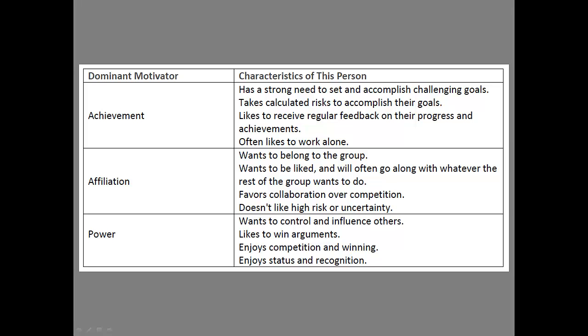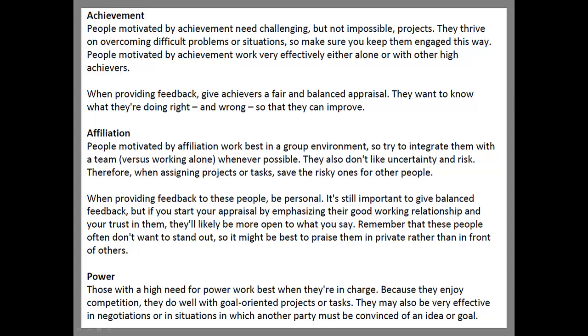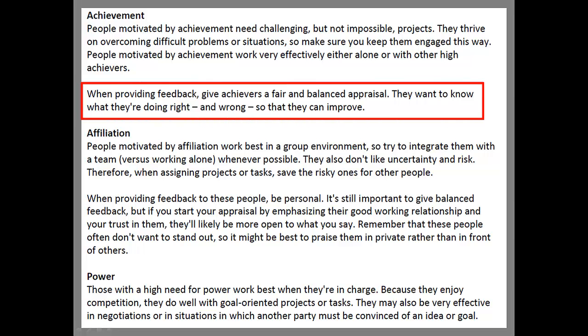And each of the people on your staff are motivated predominantly, McClelland says, by one of these three. We're motivated by all three, but we have a dominant motivating factor. So to understand that, here's what I need to do as a leader as I'm giving coaching to these kinds of people. A person that's motivated by achievement, I need to give a fair and balanced appraisal. They want to know what they're doing right and wrong.